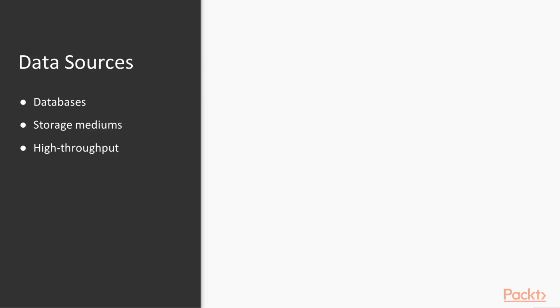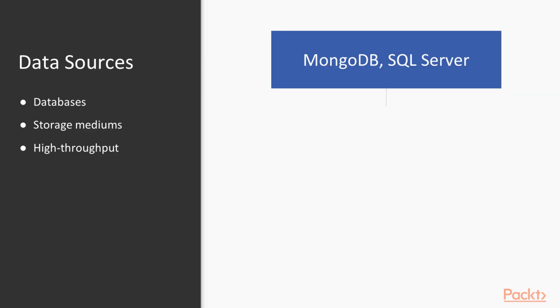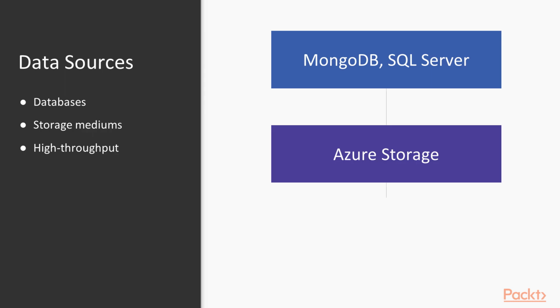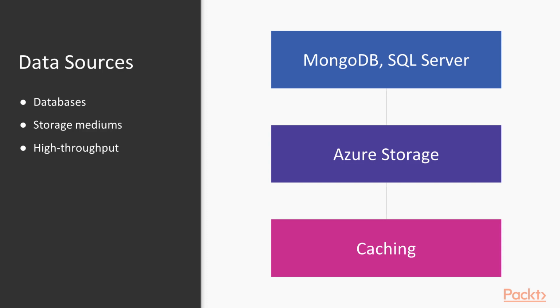When talking about Microsoft Azure, there are several database offerings provided by Microsoft or the open source or third-party vendors on the open cloud market. For example, MongoDB or SQL Server are provided as the relational and NoSQL databases. There are several storage mediums available, such as the Azure Storage. There are high throughput services available as well, such as the caching solutions, most notably the Azure Redis Cache instances that are available on the cloud as a PaaS offering.